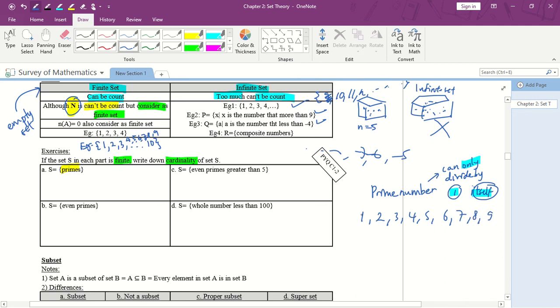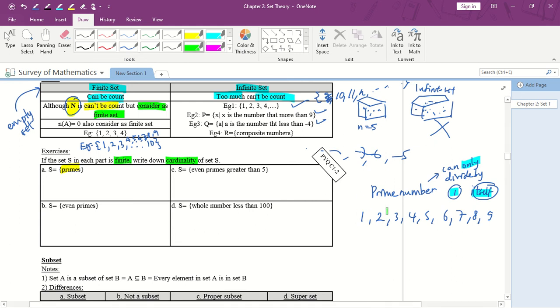Can 1 divide by 1? Can 1 only divide by 1? You see, 1 here. But itself cannot. Why? Because it's again 1. So 1 is not considered a prime number because it satisfies this one but cannot satisfy this one. Or I should say it satisfies because itself is 1. So it's not considered a prime number.